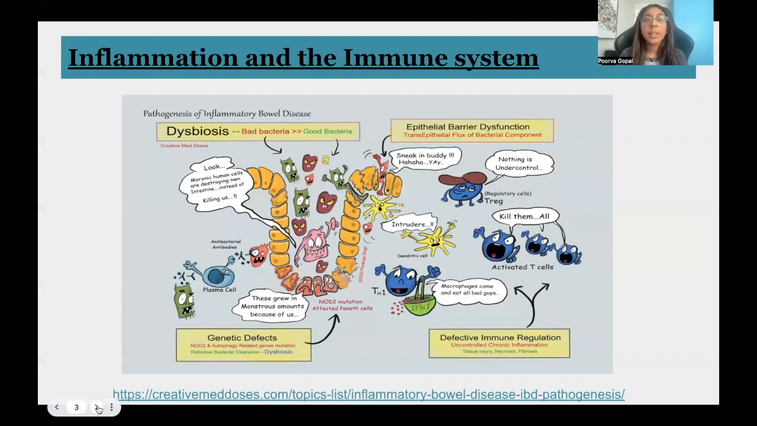So epithelial barrier dysfunction is a result of dysbiosis, where the barrier to the immune system is disrupted and then mucosal permeability increases, causing the bad bacteria and these microorganisms that can harm the body to be let inside.